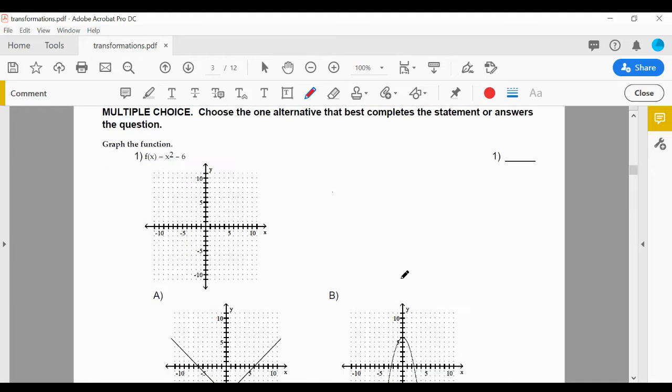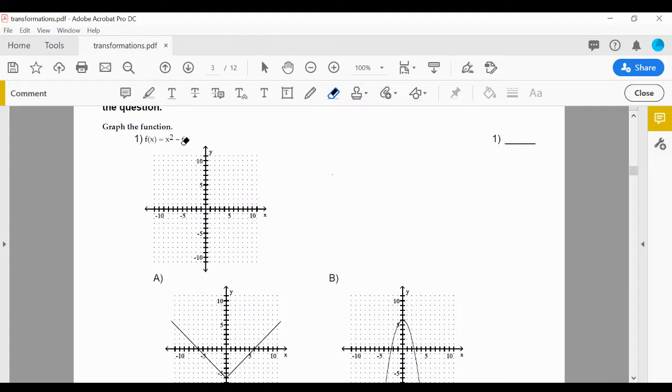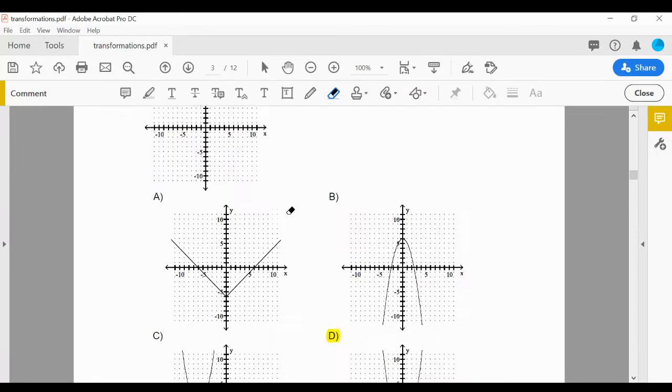All right, let's take a look at these. First thing I notice is that it's a square function, so it's a parabola. And the 6 is not inside of this parenthesis. It's not being affected. What's happening to the x is not happening to the 6. So this is a vertical movement. It's a minus 6. It's taking a basic parabola and moving it down 6.